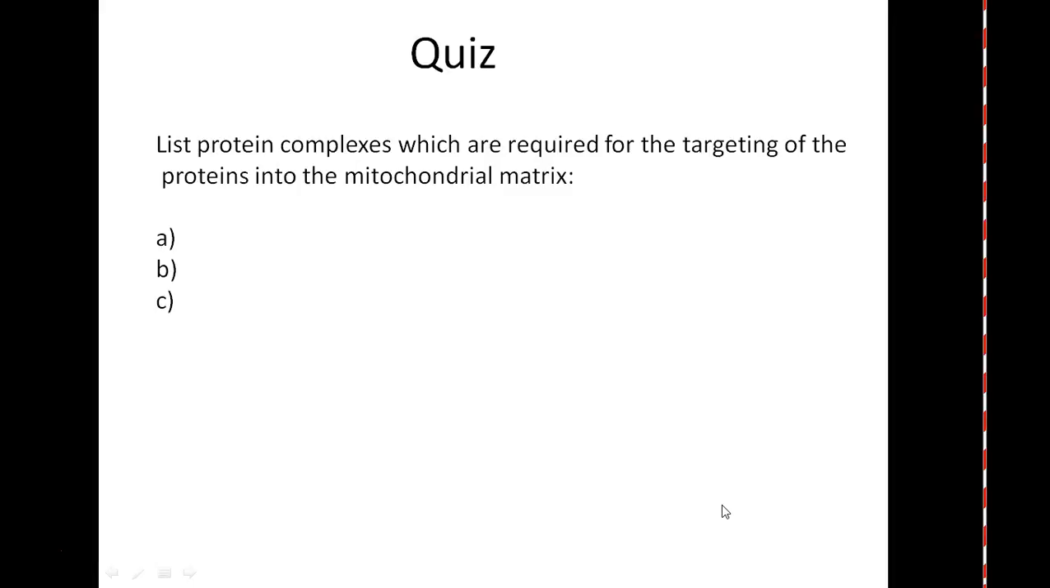And I think I'm going to stop here. So we'll have a short quiz. I already talked about this stuff, so it's very straightforward.